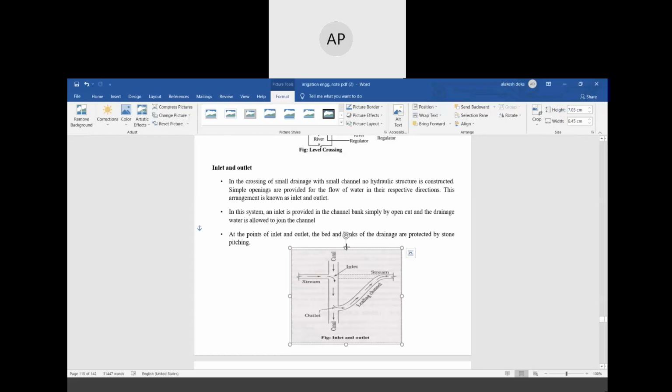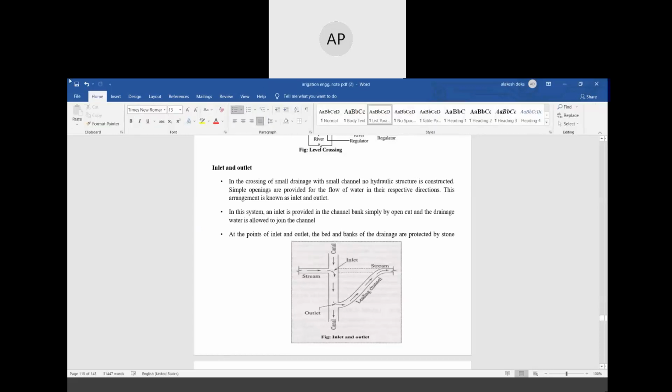So here, what will happen at the point of inlet and outlet? This is your inlet, water is coming this way, and this is your outlet. Inlet and outlet intersect somewhere, and the water is mixed up here. This is coming from the canal and this is coming from the stream. Here it is mixed up. At the point of inlet and outlet, the bed and banks of the drainage are protected by stone pitching.